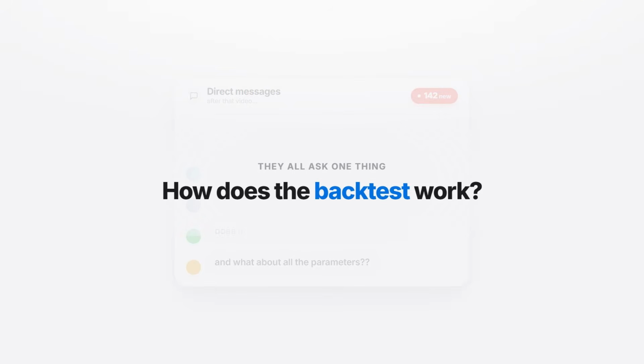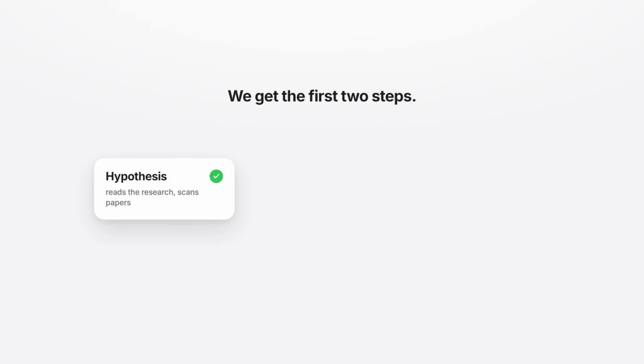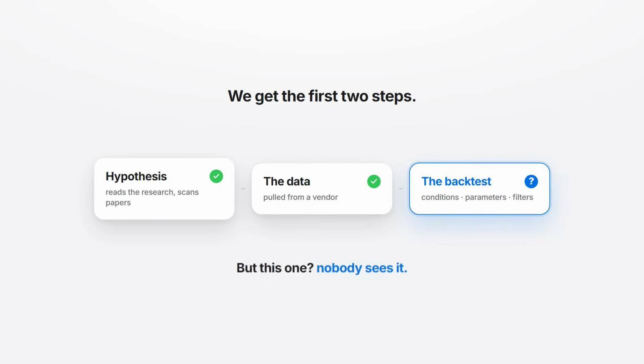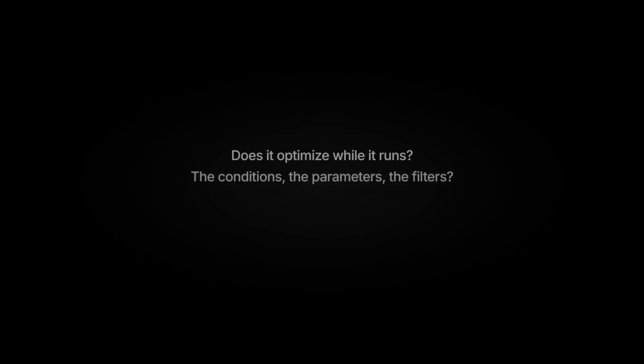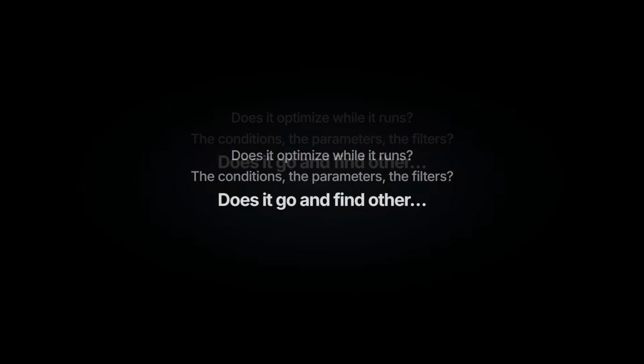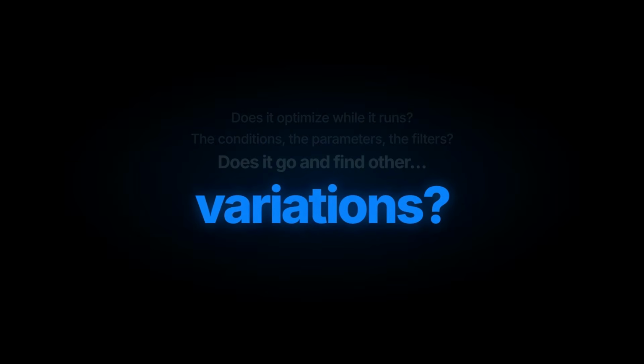Because we get how the AI comes up with the hypothesis I showed you. It reads the research online, scans dozens of papers. We get how the data works. We pulled it from a vendor like Databento, or you can get it from any kind of source. But the backtest itself, the conditions, the parameters, the filters, the indicators, does it optimize the strategy while it runs? Does it go and find other variations of the strategies? I want you to focus on the word variations, because this is exactly where this is going to get crazy.